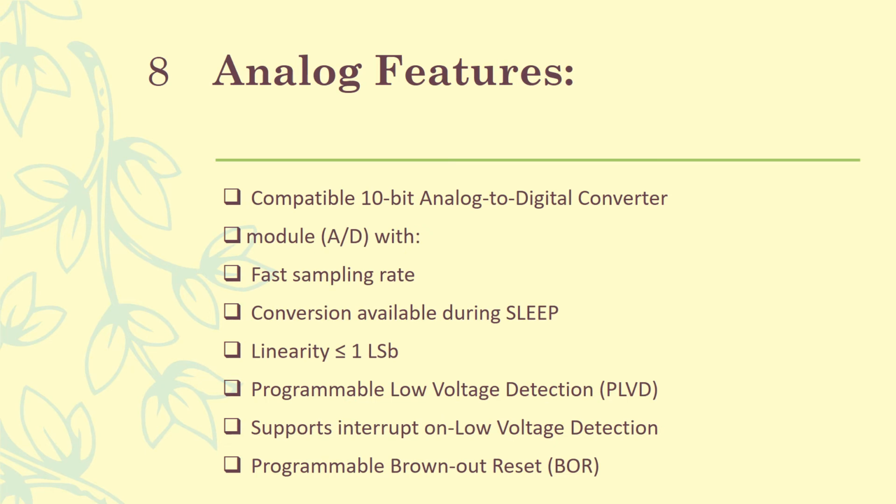As far as analog features are considered, we have a compatible 10-bit analog to digital converter. This module has a fast sampling rate, conversion available during sleep also, and linearity of less than 1 LSB. Then programmable low voltage detection, so this is also very important. Then it supports interrupt on low voltage detection. This is also very important, and programmable brownout reset.